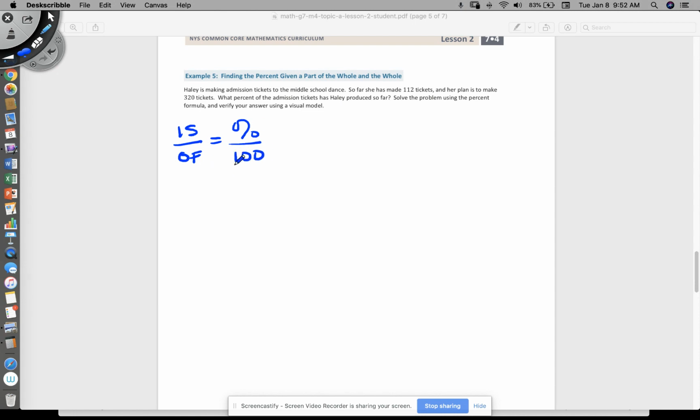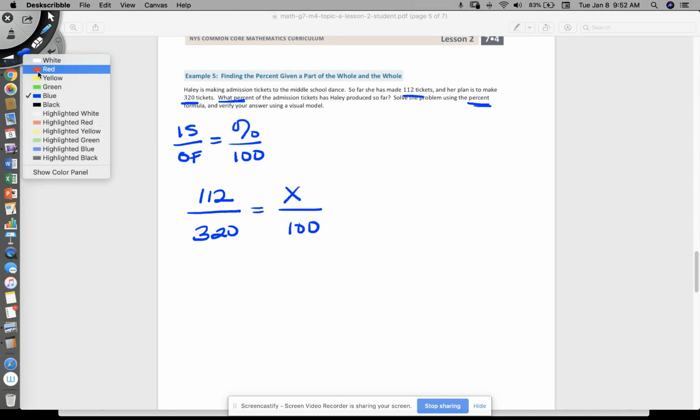That 100 is always there. So far she's made 112. Okay. What is her total number she wants to make? 320. And we're going to set that equal to 100s down here. Do I have any number here that has a percent symbol next to it? No. And in fact, it says, what is the percent? What percent? So there's my x. All right, so now we're going to cross multiply.